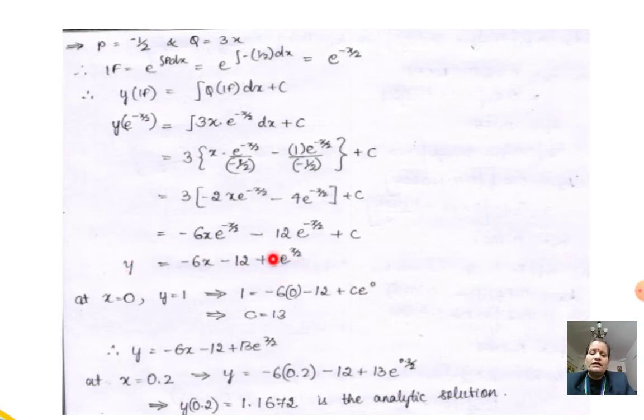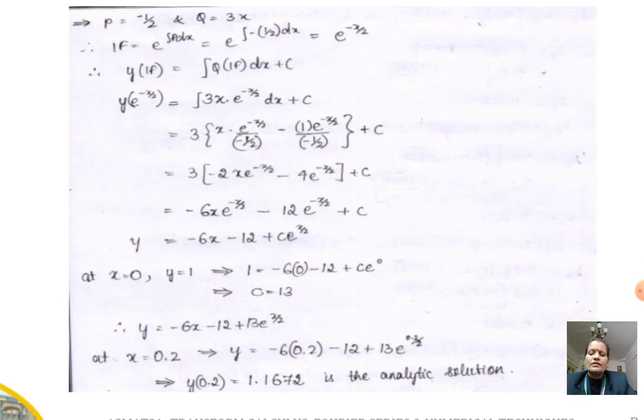In order to get the value of c, we need to substitute the initial condition. What was our initial condition? Y of 0 is 1. That means x is 0, y is 1. So let us substitute here. 1 equals minus 6 into 0, minus 12 plus c into e power 0 by 2, which is 1. Right? So now 1 is equal to minus 12 plus c. That means c is equal to 13.